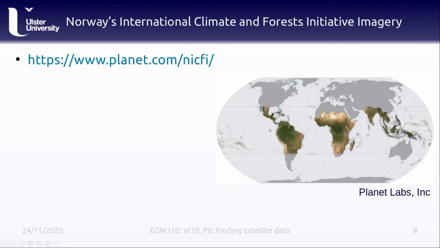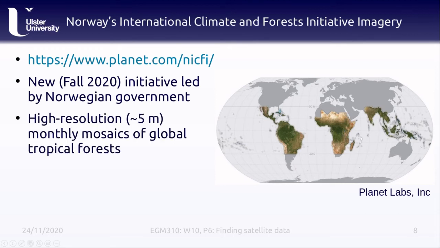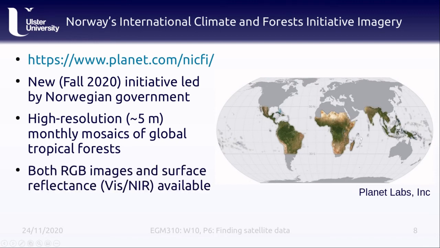Next up, we have a relatively new one, the International Climate and Forest Initiative Imagery, paid for by the Norwegian government. In fall 2020, the government of Norway announced that it was going to make high-resolution monthly mosaics of tropical forests available in an effort to help people understand and fight deforestation. The images are acquired by and hosted by Planet, a satellite imaging company. The images are made available as both RGB images and visible and near-infrared mosaics. All you have to do is sign up for a free account at the website listed above.